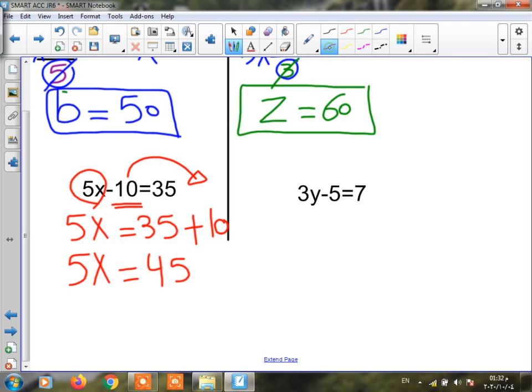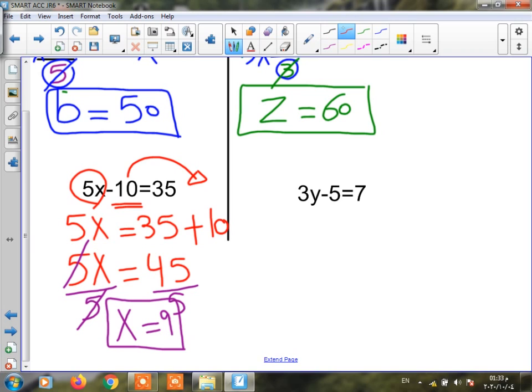So now I want to get the value of x. What's the number beside x? 5x means 5 times x. So I divide the whole side by 5 to cancel 5 with 5, and I will divide this side also by 5. So I have here x equals 45 divided by 5. So the result will be equal to 9. Okay? The next one.